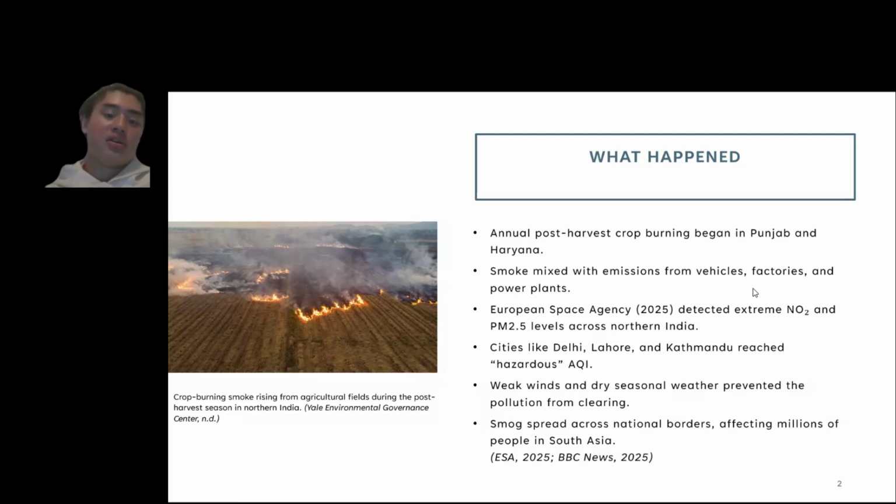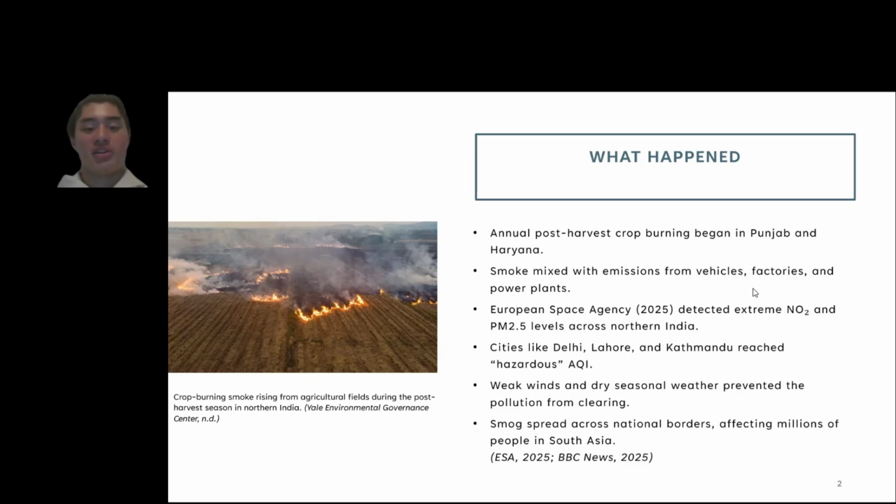What happened? During this time, the annual post-harvest crop burning began in the farming states of Punjab and Haryana in India. Farmers burn leftover straw because it is the fastest way to clear fields for the next planting season. When this burning started, the smoke didn't stay local. It mixed with pollution already coming from vehicles, factories, and coal-powered plants.